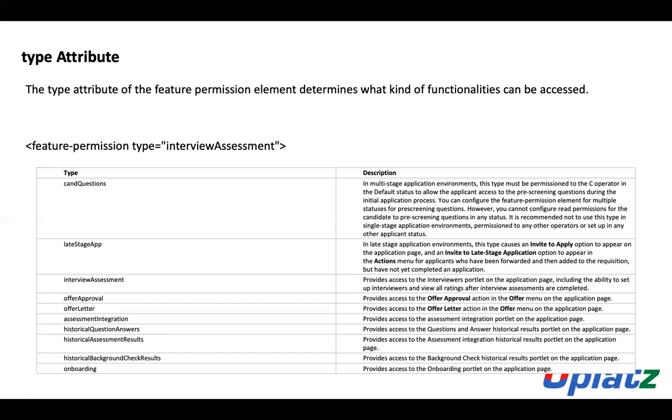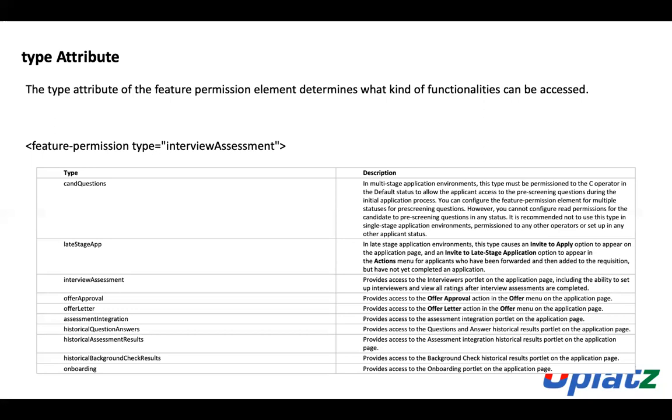So during the application process, this candidate has to go through a set of pre-screening questions, for example whether he has the eligible right to work in this country or region. So those kinds of pre-screening questions have to be done. The next step is configuring the feature permissions for the multiple statuses or for pre-screening questions: what he is going to select and what information is going to be displayed. However, you also need to know that you cannot configure the read permissions for the candidate to the pre-screening questions. And it's recommended not to use this type for a single stage application, where there is one flow of stage. It's not recommended to enable this.